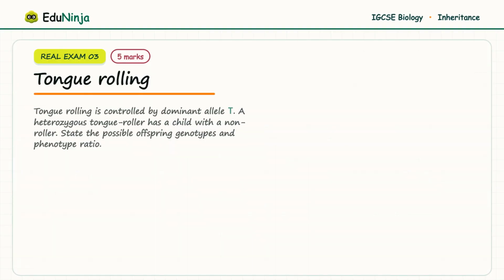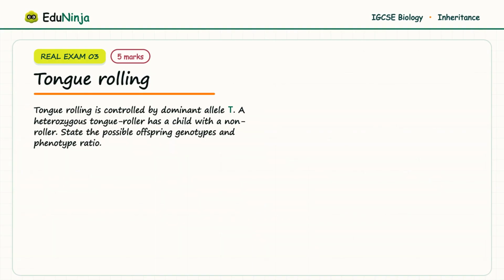Finally, a tongue rolling question. Tongue rolling is controlled by dominant allele capital T. A heterozygous roller has a child with a non-roller. Pause here and predict the cross.